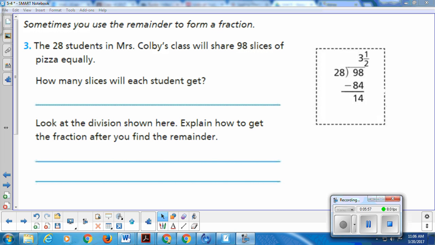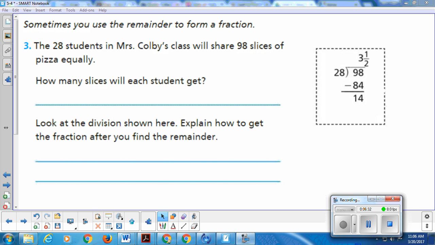Sometimes you use the remainder to form a fraction. Don't flip out because fractions are our friend. Fractions are our friends. So let's read this. The 28 students in Mrs. Colby's class will share 98 slices of pizza equally. So everybody's going to get the same amount. How many slices will each child get?